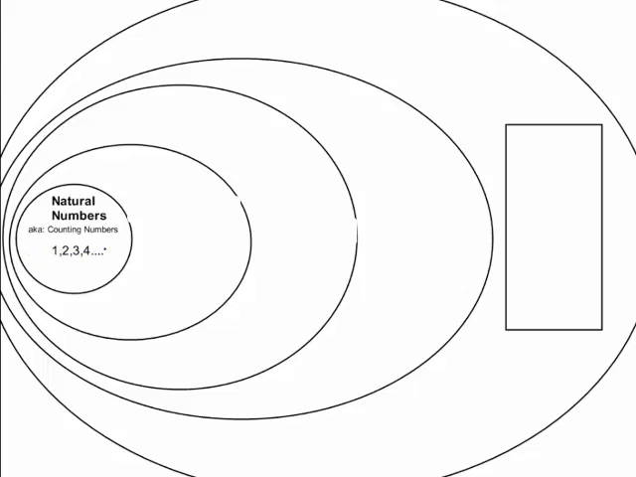1, 2, 3, 4, 5, 6. They're infinite, but they're infinite in only one direction. They do not include zero. They do not include negatives, no fractions, no decimals. And they are symbolized with a bold N.